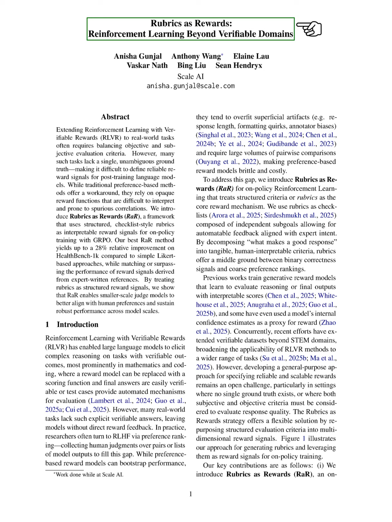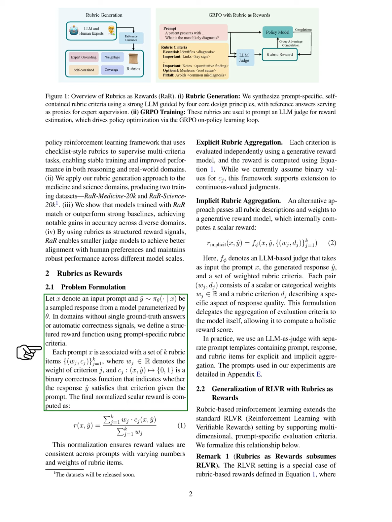Section: Introduction. In this section, we outline our approach to problem formulation. We denote an input prompt as X and a response generated by our model, which we represent as hat Y. In situations where there isn't a single correct answer, we create a structured reward function based on specific criteria for each prompt. Each prompt X is linked to a set of criteria, where each criterion has a weight and a binary function that indicates if the response meets that criterion. We normalize the final reward to ensure consistency across different prompts.